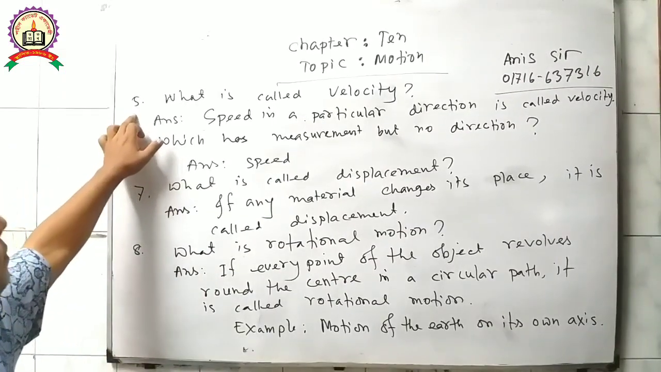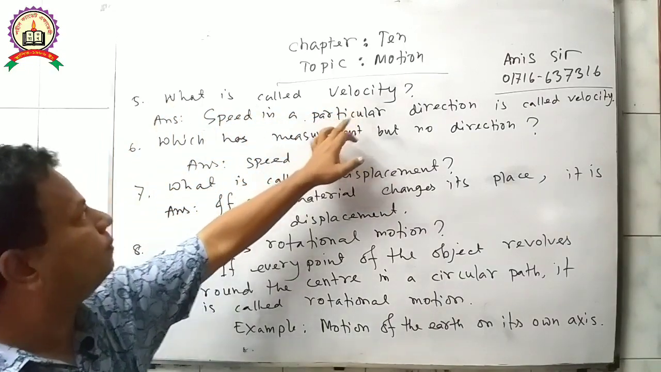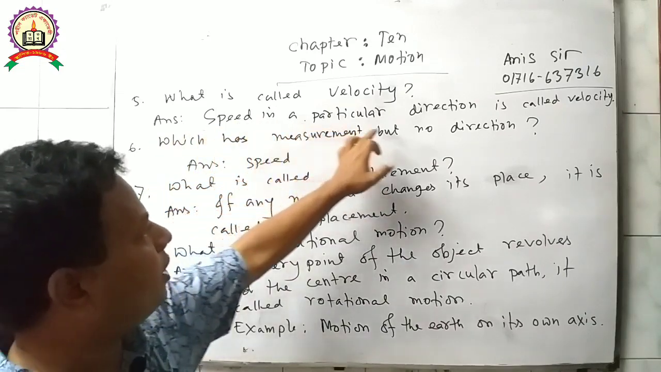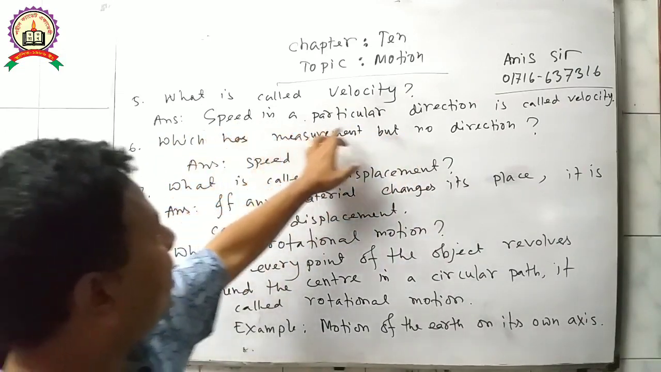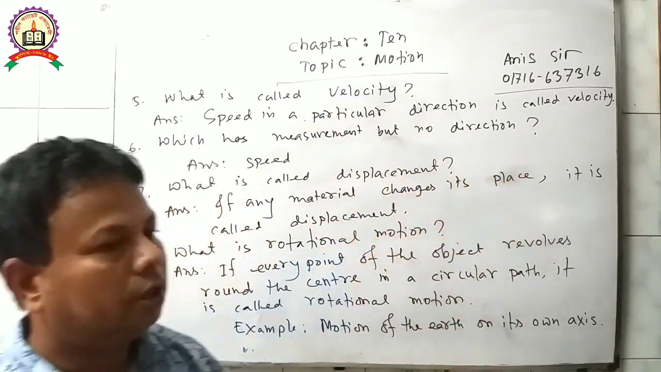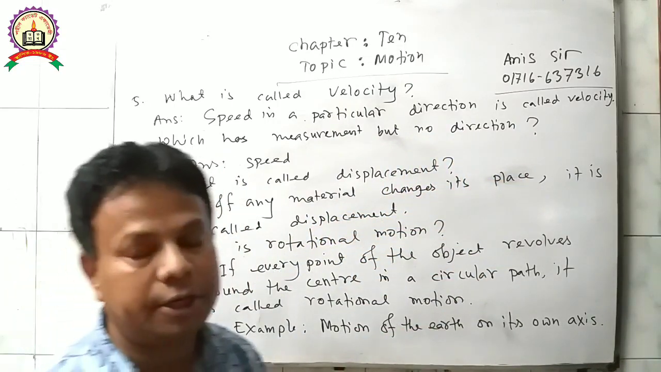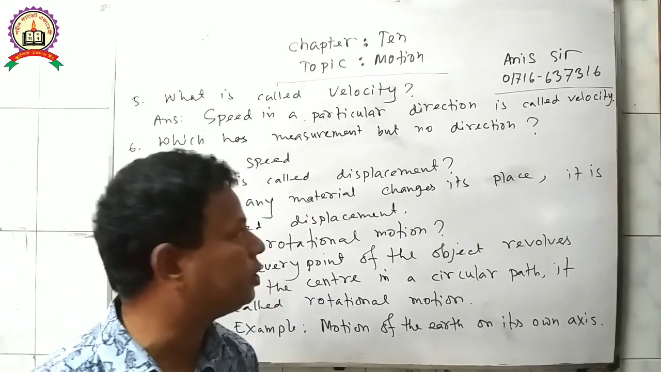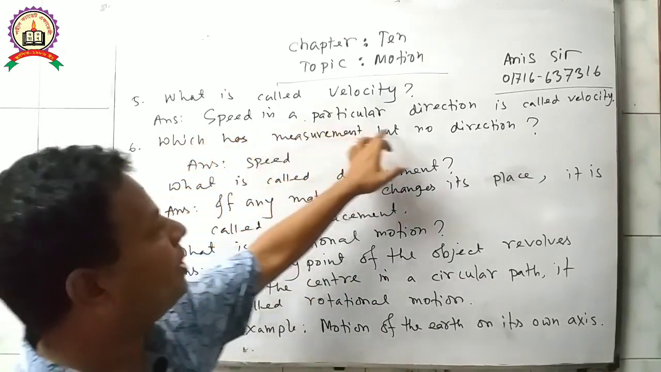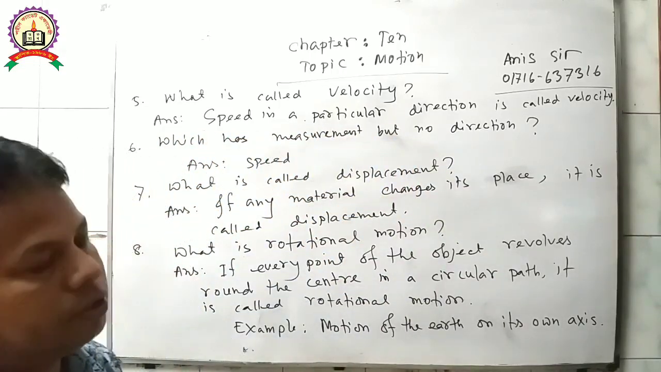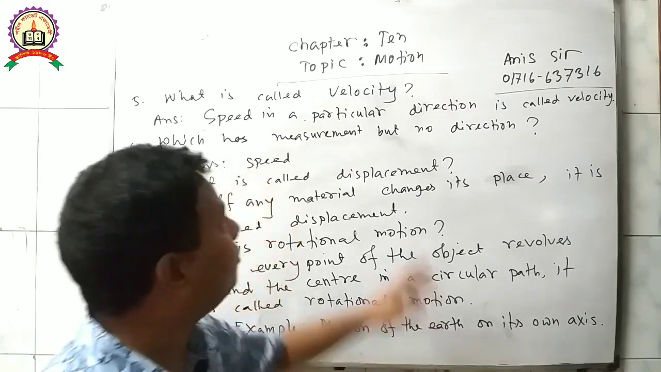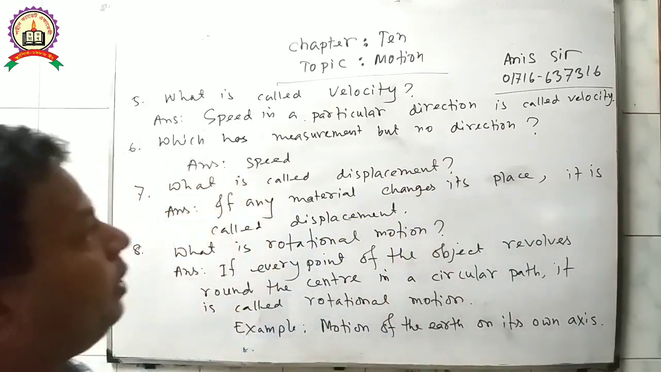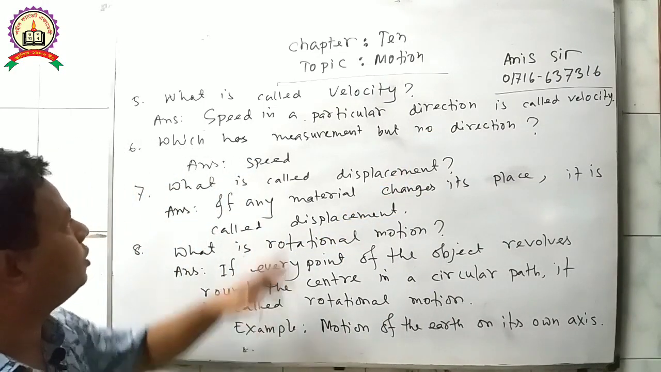Now question number 5. What is called velocity? Answer: Speed in a particular direction is called velocity. So velocity must have a particular direction, not to and fro; it will be a particular direction. So it is called velocity.